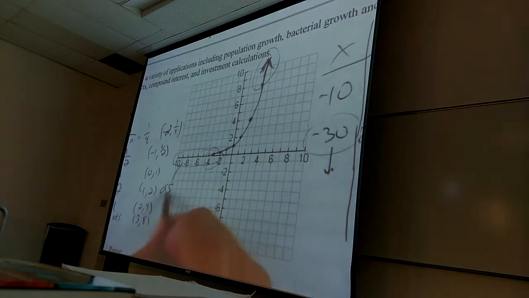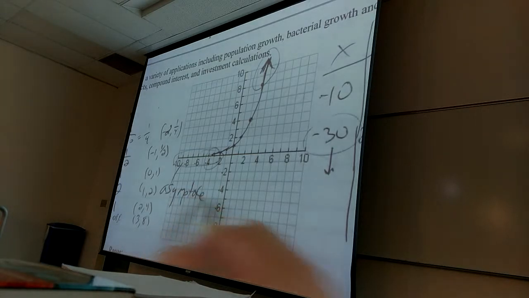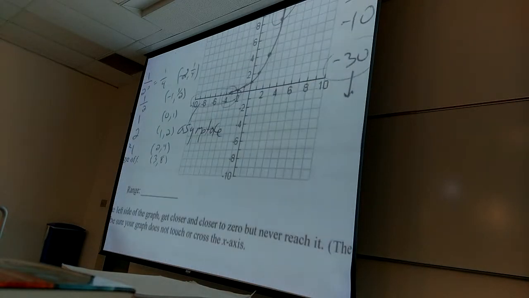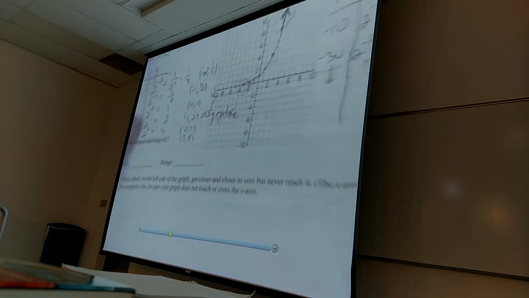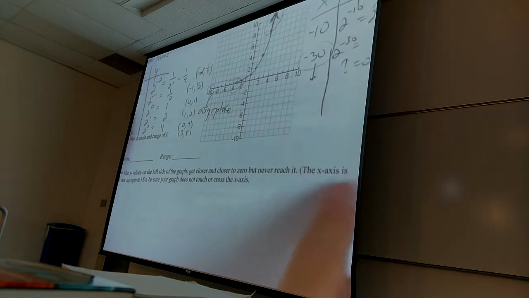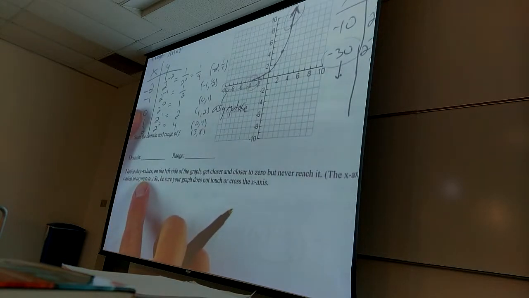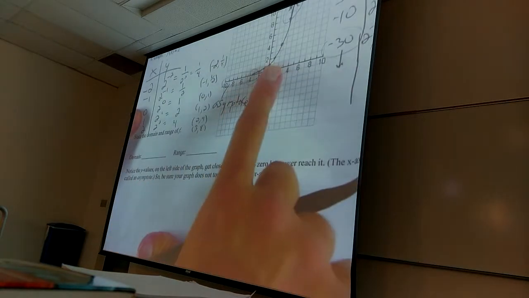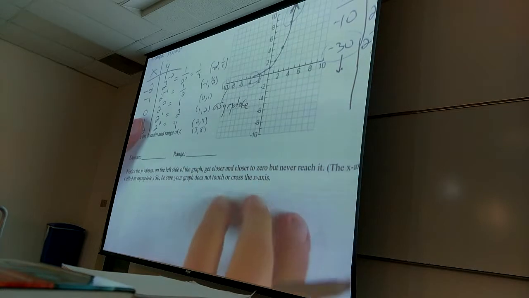It's called an asymptote. I think I put that down here somewhere. Here we go. At the very bottom it says, notice that the y values get closer and closer to 0 but never reach it. The x-axis is called an asymptote. So when you make this graph, don't cross the x-axis. It can't.